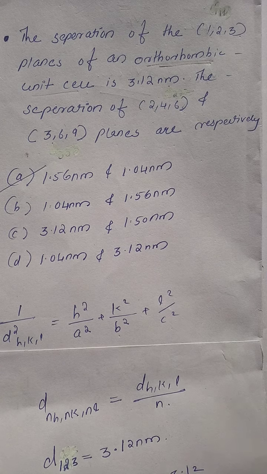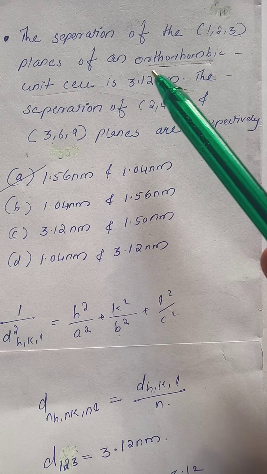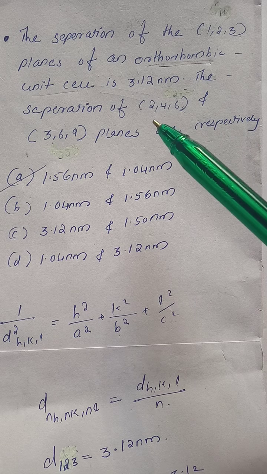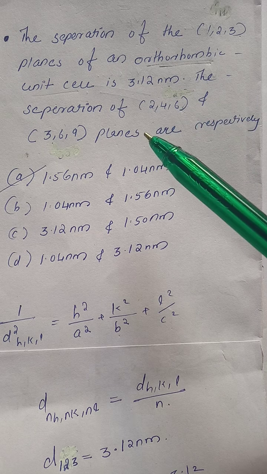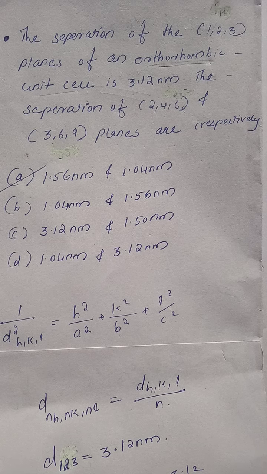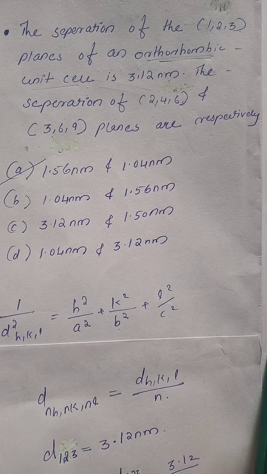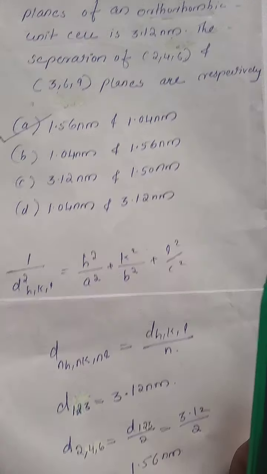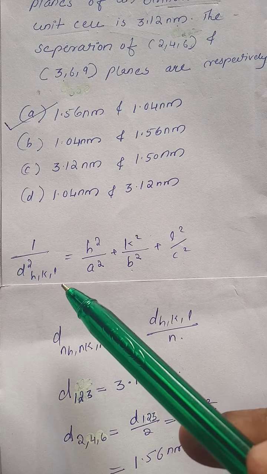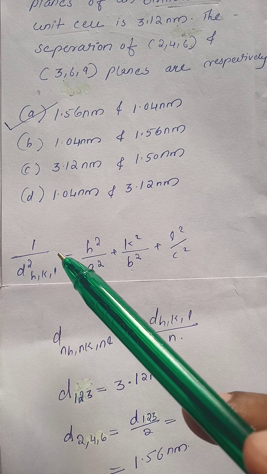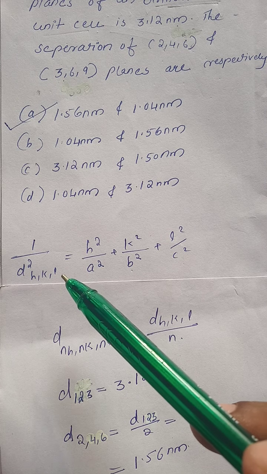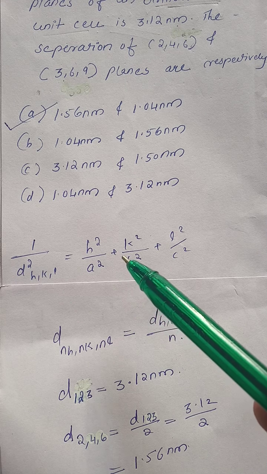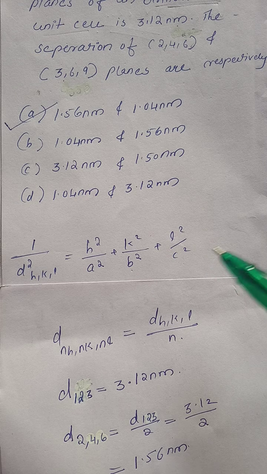Next question: the separation of the 1, 2, 3 planes of an orthorhombic unit cell is 3.12 nanometer. The separation of the 2, 4, 6 and 3, 6, 9 planes are respectively. Here the separation of planes in an orthorhombic cell is given. So first of all we think about this equation. We know that interplanar distance in the orthorhombic system can be found by using 1 by d square hkl equal to h square by a square plus k square by b square plus l square by c square.